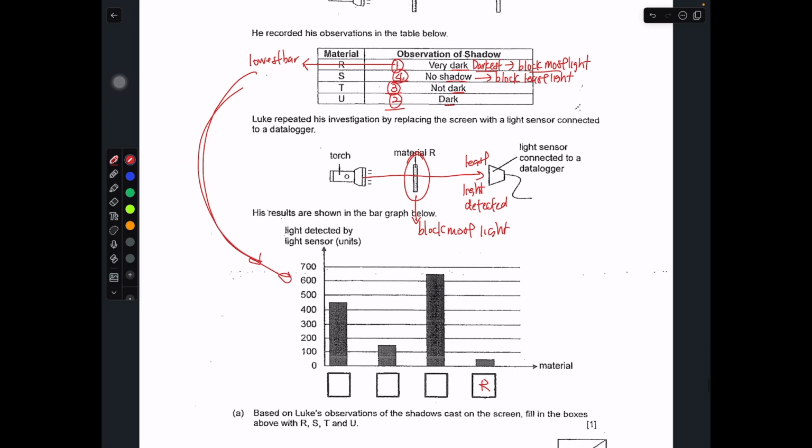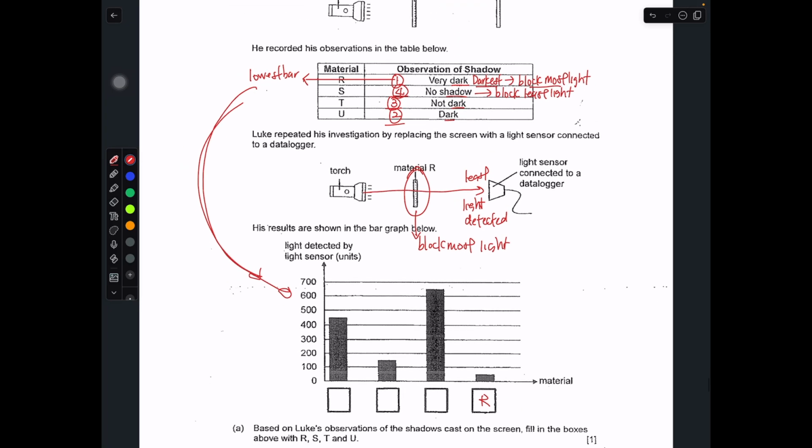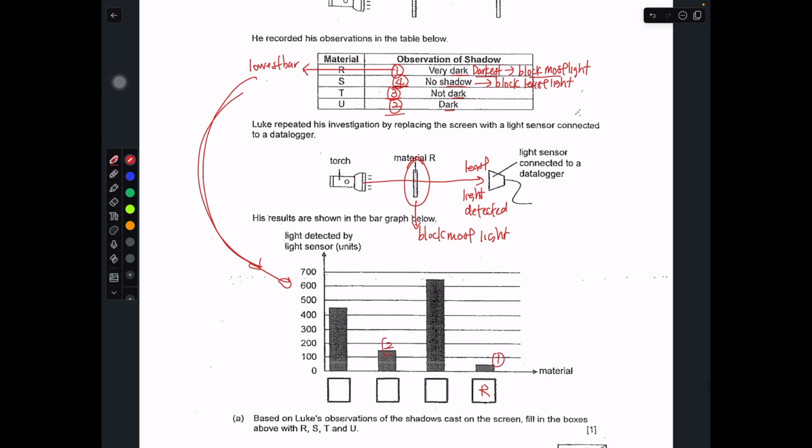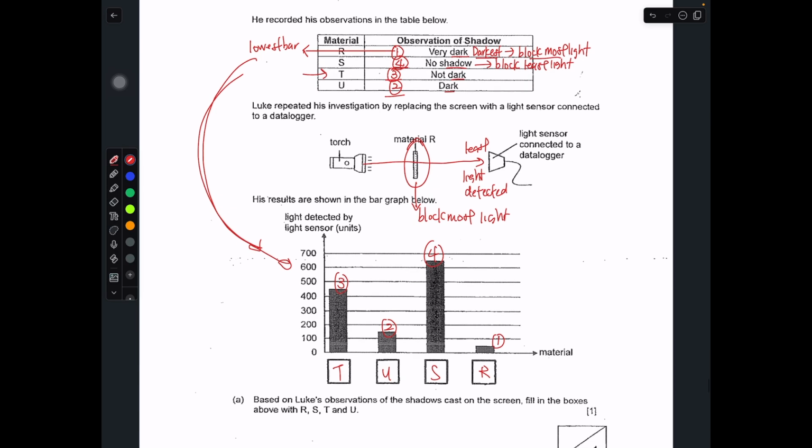So this one will be number 1, this one is number 2, this one is number 3, and number 4. Then I will just assign the letters accordingly. So number 2 will be U. Number 3 will be T. Number 4 will be S. And this is how I get the results based on the observation of the shadow alone. Being the darkest shadow, it blocks the most light, so you have the least light detected. So this one is R.